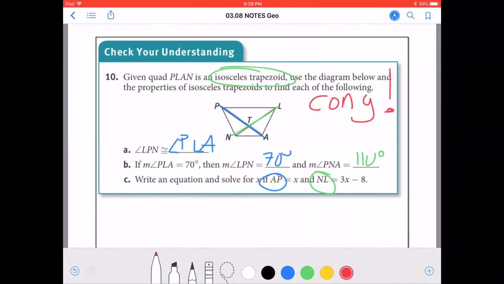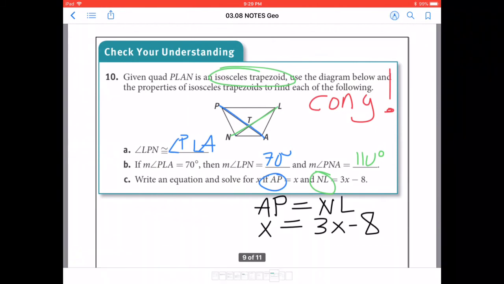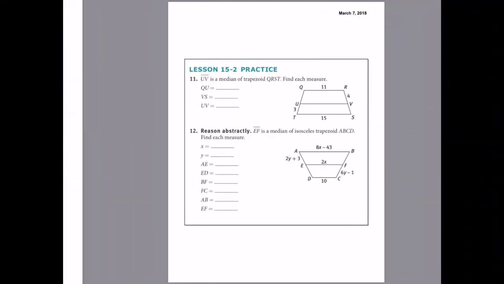So that means we can write this equation that AP, the distance between A and P, has to be equal to the distance between N and L, which means we can say that x, because that's what AP is equal to, has to be the same thing as 3x minus 8. I'm going to leave that for you to actually solve for x. You guys are fully capable of doing that on your own. You don't need me to do that in the video.